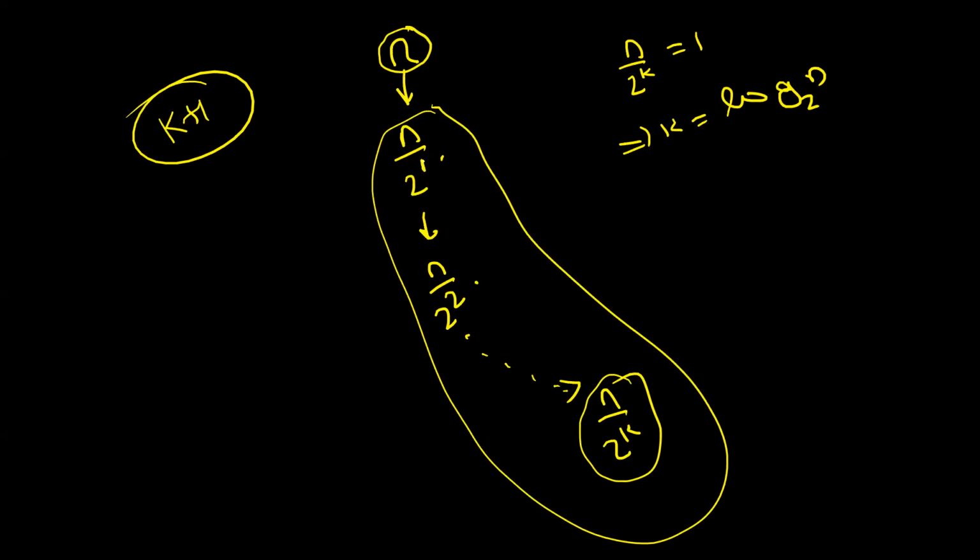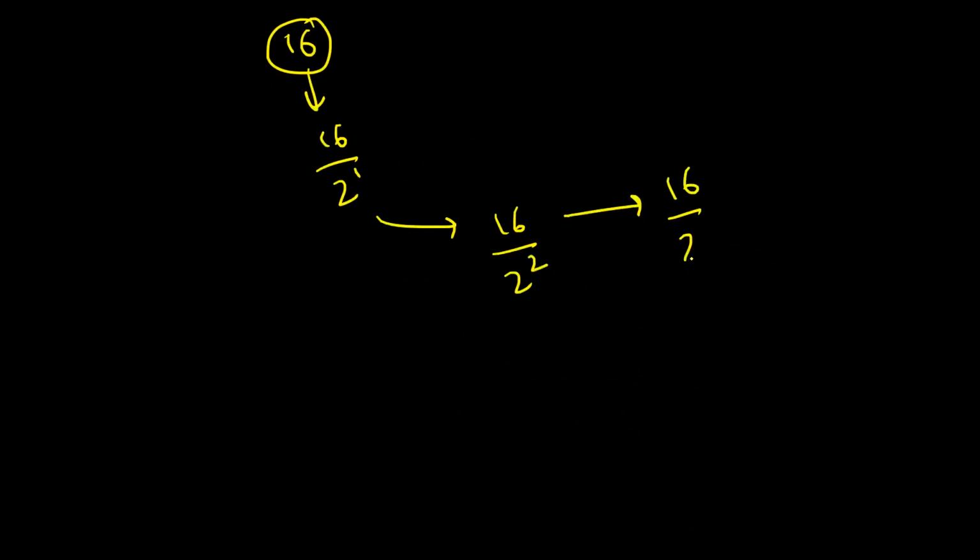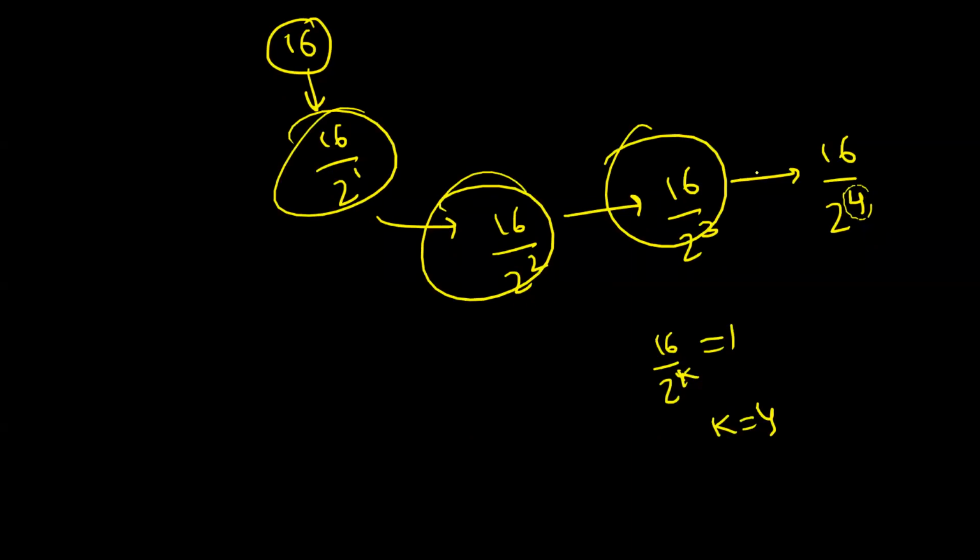Bhai dekho na, 1, 2 till k na. So how many steps are there? These are k different steps, right? So I want to find what is k in terms of n, right? That is why. See, if you look at 16, you got the 16, then we came to 16 by 2 raised to 1, then we reached 16 by 2 raised to 2, then 16 by 2 raised to 3, then 16 by 2 raised to 4. So I am computing this. 16 by 2 raised to 4, 2 raised to k is 1. So what is k? K is 4. So these are 1, 2, 3, 4 steps and plus 1. That is why.